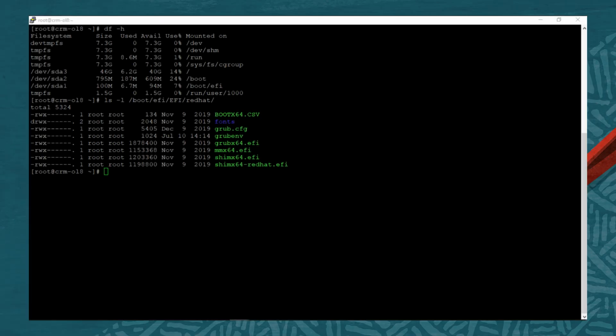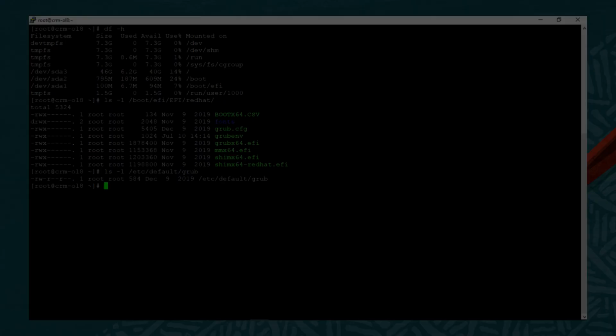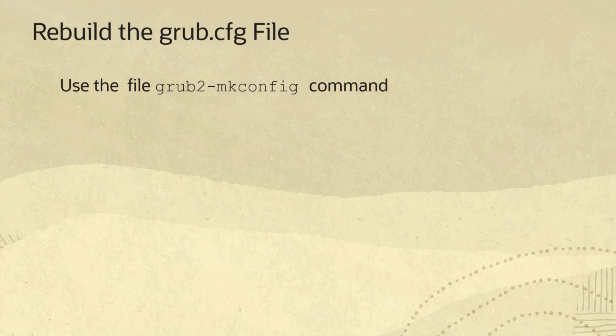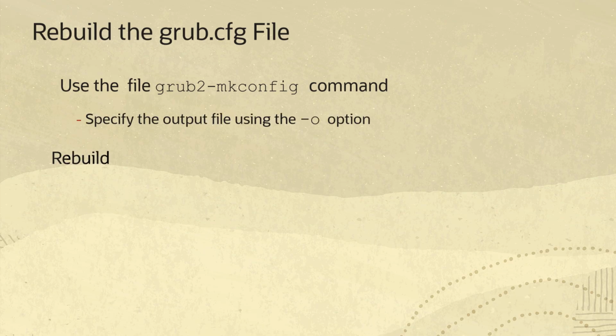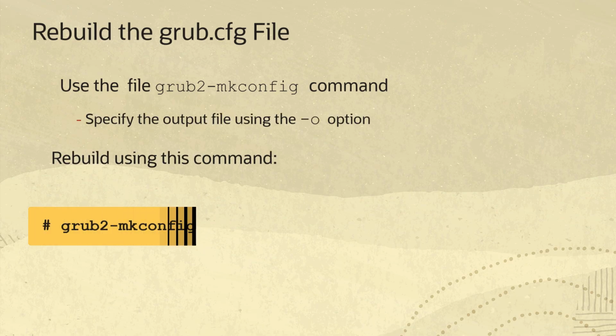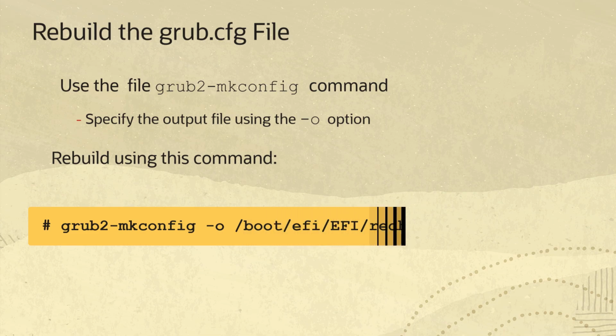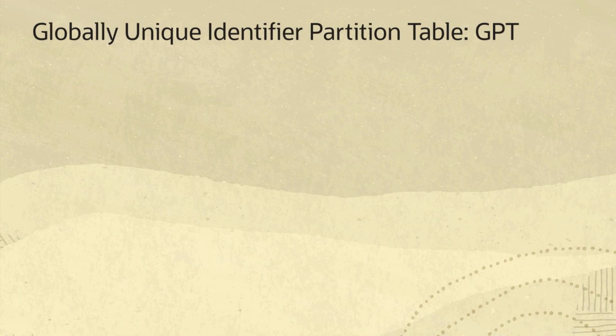The /etc/default/grub file contains user settings for grub.cfg. I'll run the command ls -l /etc/default/grub. This file is in the same location as it is in BIOS mode. If you make changes in this /etc/default/grub file, the grub.cfg file needs to be rebuilt. To rebuild grub.cfg, use the grub2-mkconfig command specifying the output file using the -o option as /boot/efi/EFI/redhat/grub.cfg.